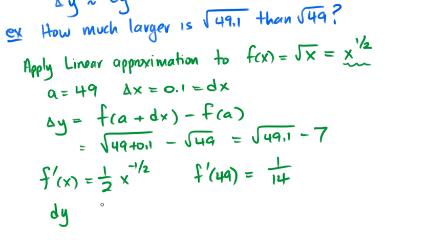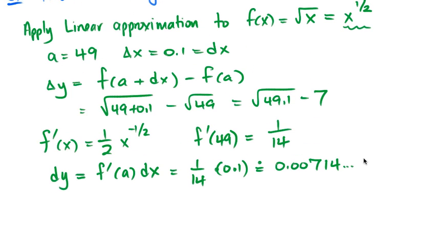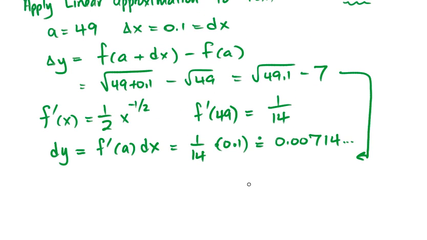And therefore, dy is equal to f prime of a times dx, and f prime of a is 1 over 14, and the dx is 0.1, and I multiply those two things together, and I get a value of about 0.00714. And if I were to compare that to the actual value, I would get a value that isn't too far off of that, and I've got a really close approximation to that square root, take away the other square root.